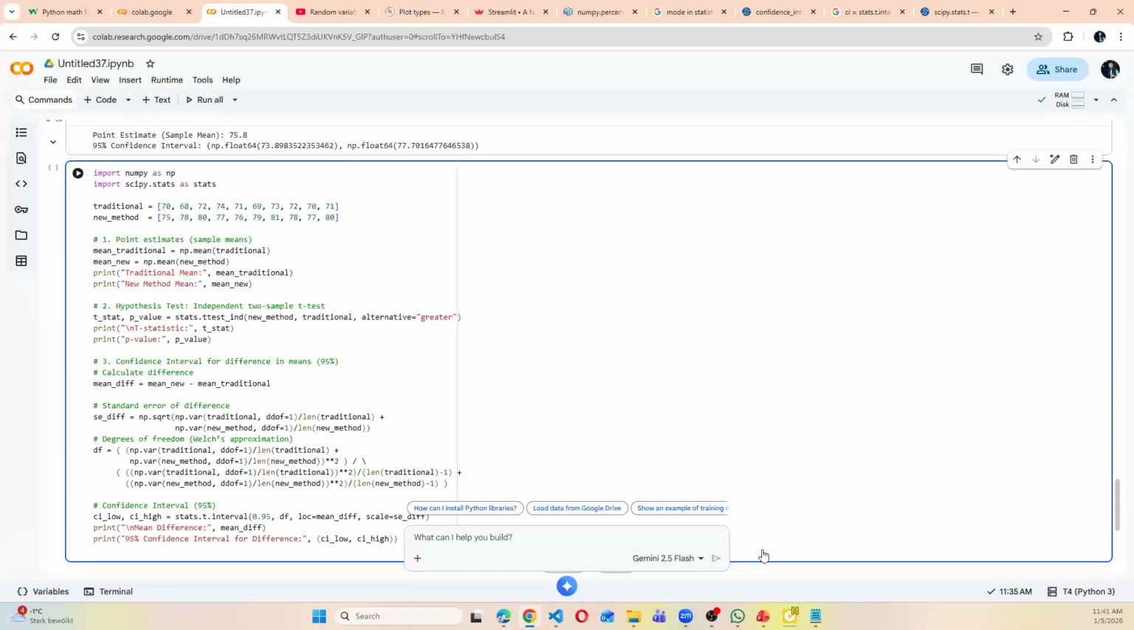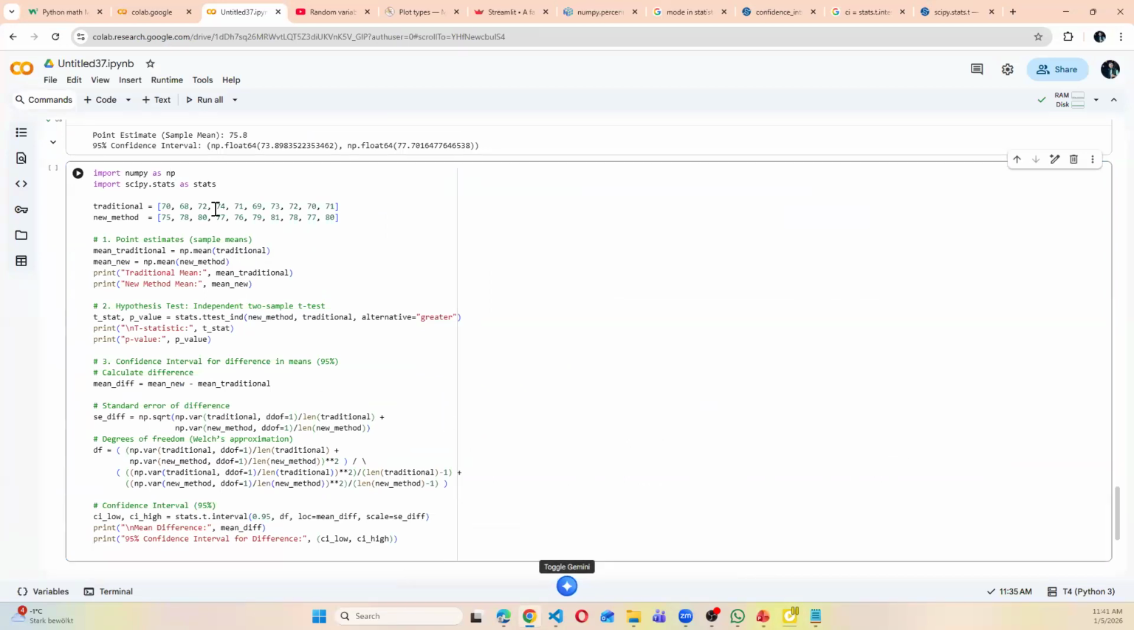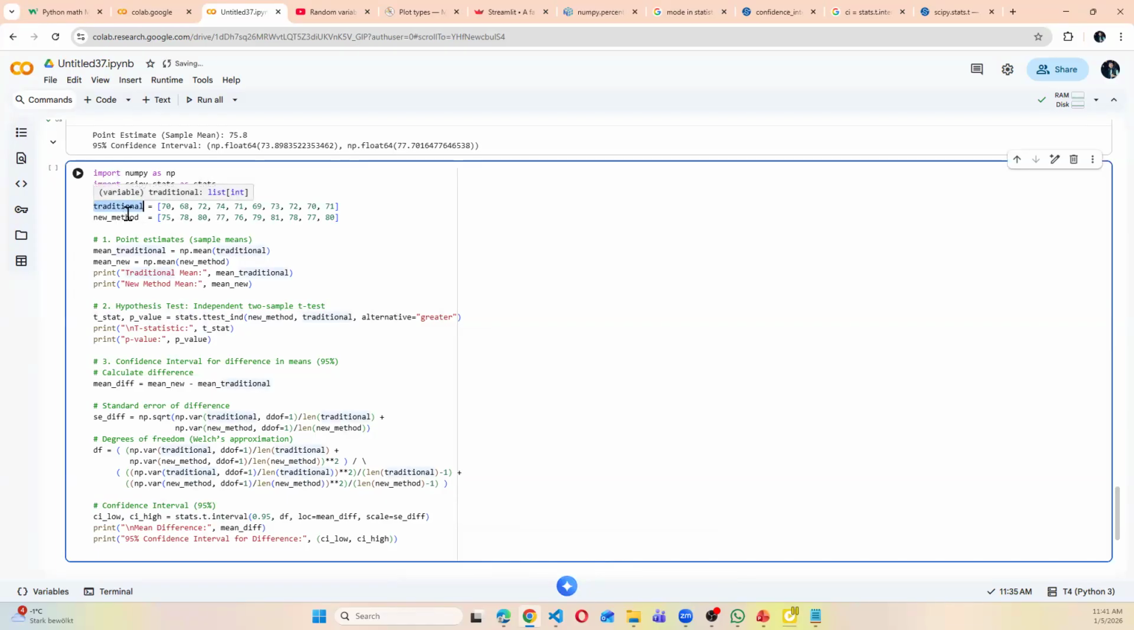So now let's go one by one. This is some data from our traditional school. We have taken a sample from the traditional method, and the new method is this other sample. So we have some survey or whatsoever, and we want to see how it affects. First of all, we have the mean of the traditional values.